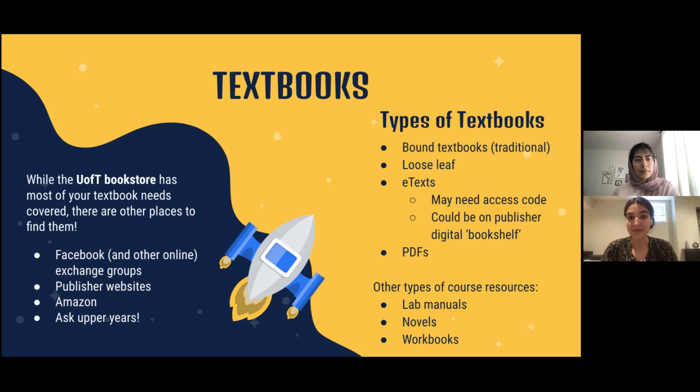You can also check out publisher websites like Pearson, they will offer textbooks as well. And also Amazon may have an updated copy too. The types of textbooks you can buy are usually the traditional bound textbooks, the hardcover or softcover. You can buy a loose leaf, which doesn't have any cover at all, and you actually have to purchase your own binder for it. There's also e-text, which you may access online, but will probably need an access code for, which can be purchased from the digital publisher bookshelf that your professor will link to in the syllabus, and also PDFs, which are pretty accessible online. And other types of course material you may need would be lab manuals, novels, or workbooks.